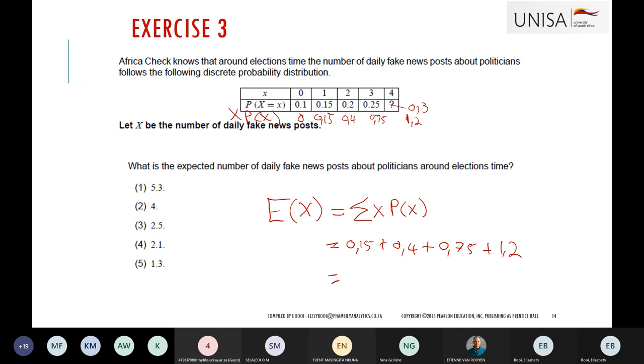Let's go in harmony. 2.5. Well done. Thank you, guys. Maybe with time, it needs practice. And then with time, we will get our harmonies correctly in sync.